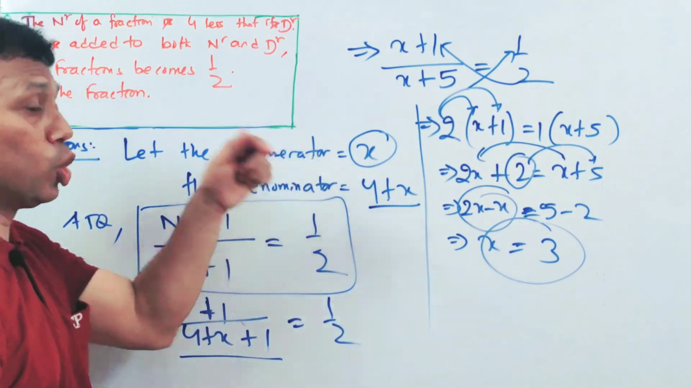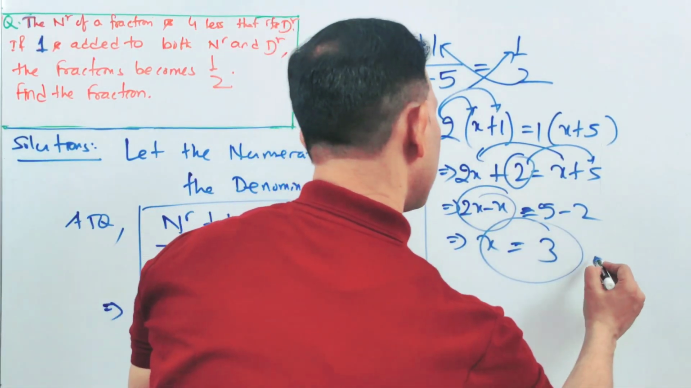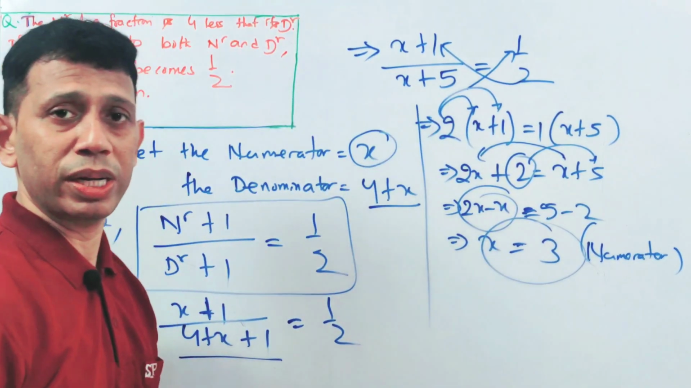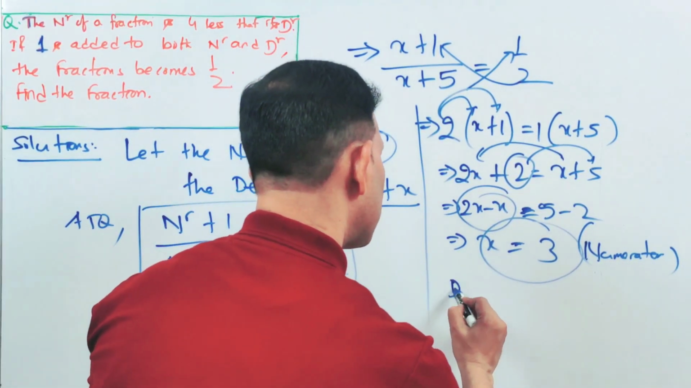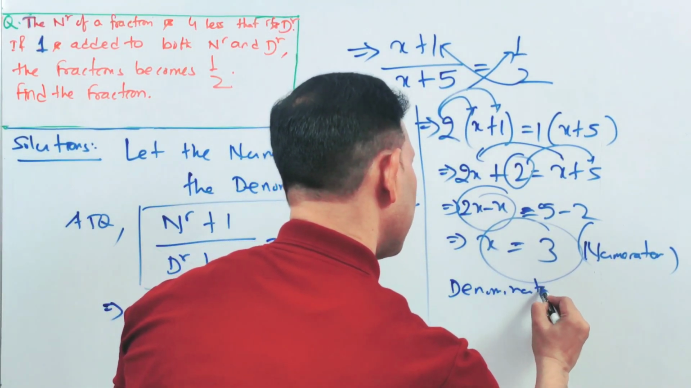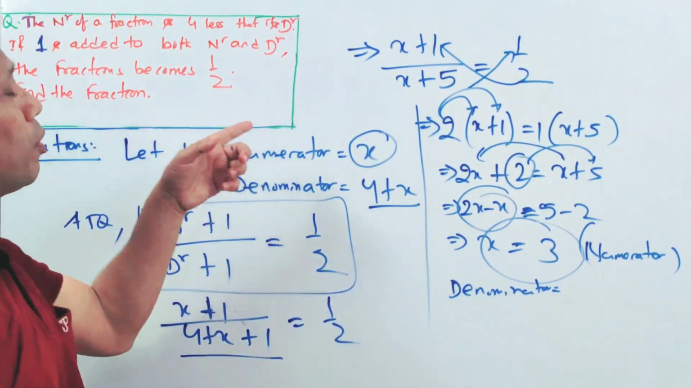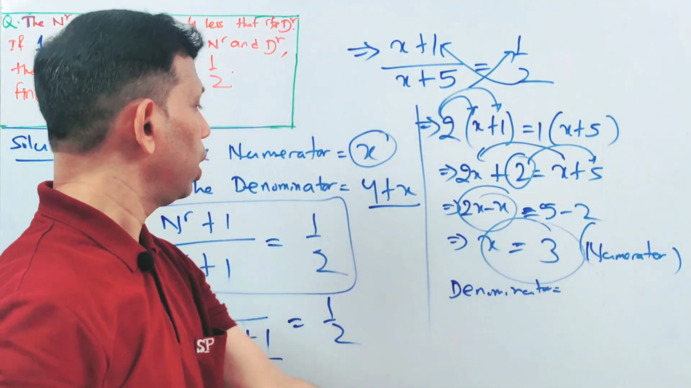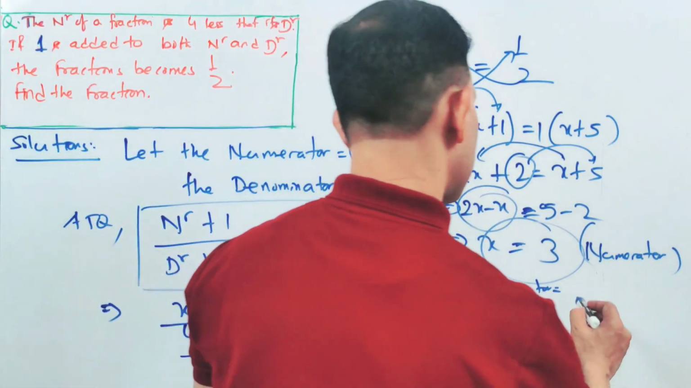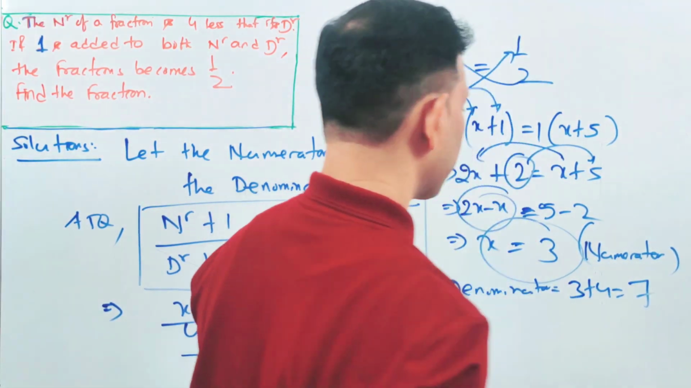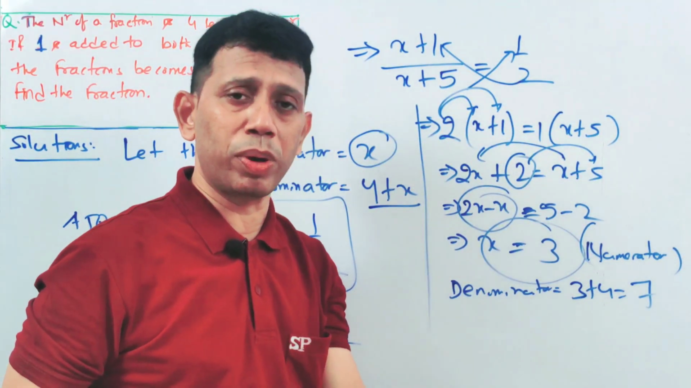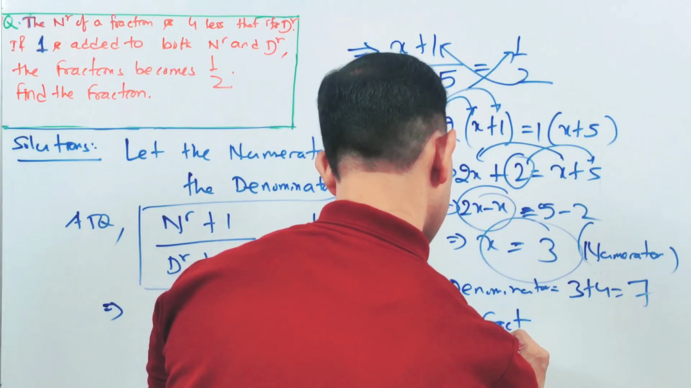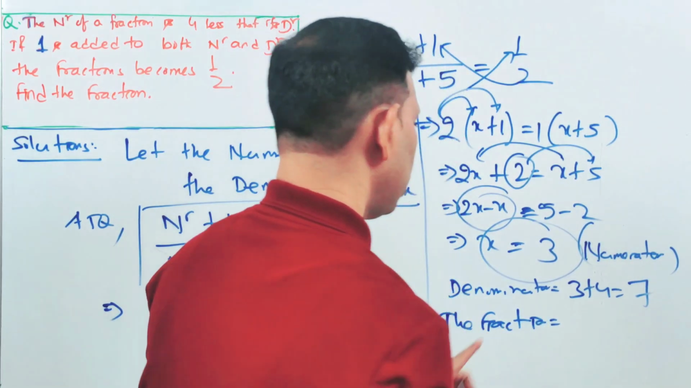What is x? The numerator is x. So you got the numerator. Now find the denominator. How much is the denominator? It is given: the numerator of a fraction is 4 less than the denominator. That means the denominator is 4 more than the numerator. That means x plus 4, that is 3 plus 4, that is 7. So if you got the numerator and the denominator, you can write the fraction. So the fraction is 3 by 7.